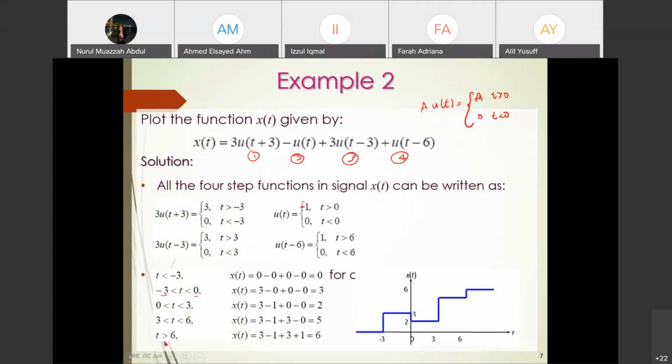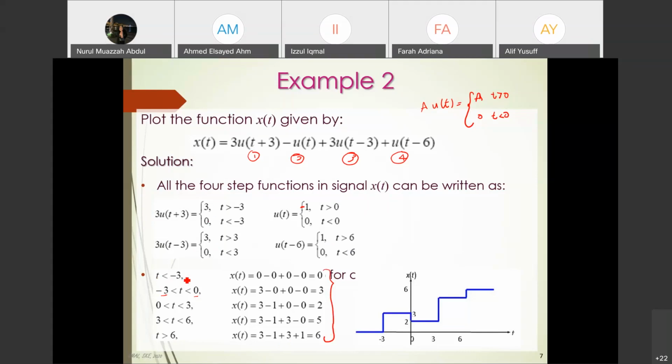And finally, t bigger than 6, it applies to all step functions, which all have value. When t is bigger than 6, all step functions have value. So 3 minus 1 plus 3 plus 1. You take the amplitude here, so it is equivalent to 6. Once you have this, it will be no problem for you to plot based on this time range.